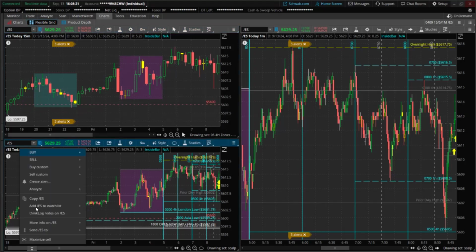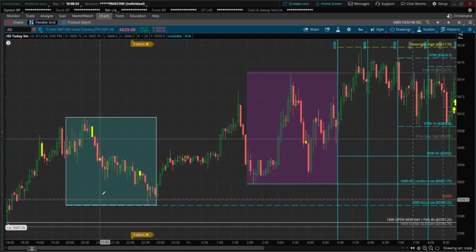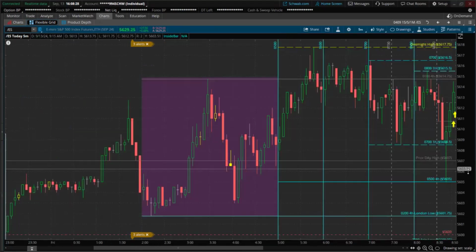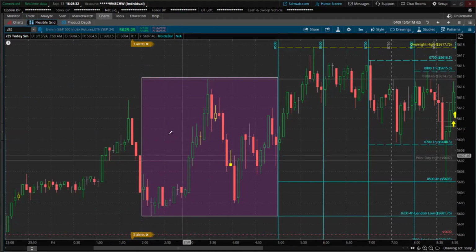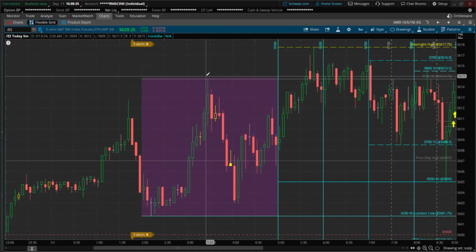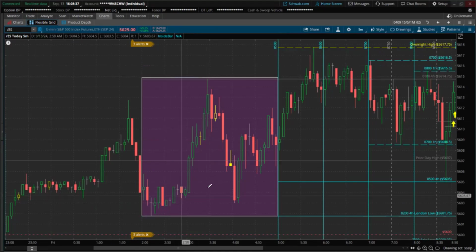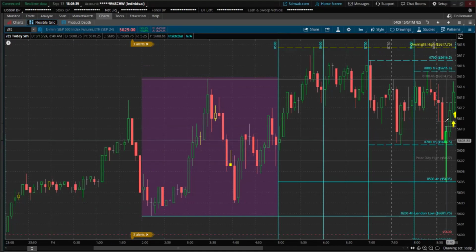Take it on the 5 minutes. Zoom in some more. So here again, the high of the London session, the low of the London session. We were inside the London session range when I took the trade. Blue vertical line, this is the 8 o'clock hour, and these gray vertical lines are the half hour. So that'd be 8:30.